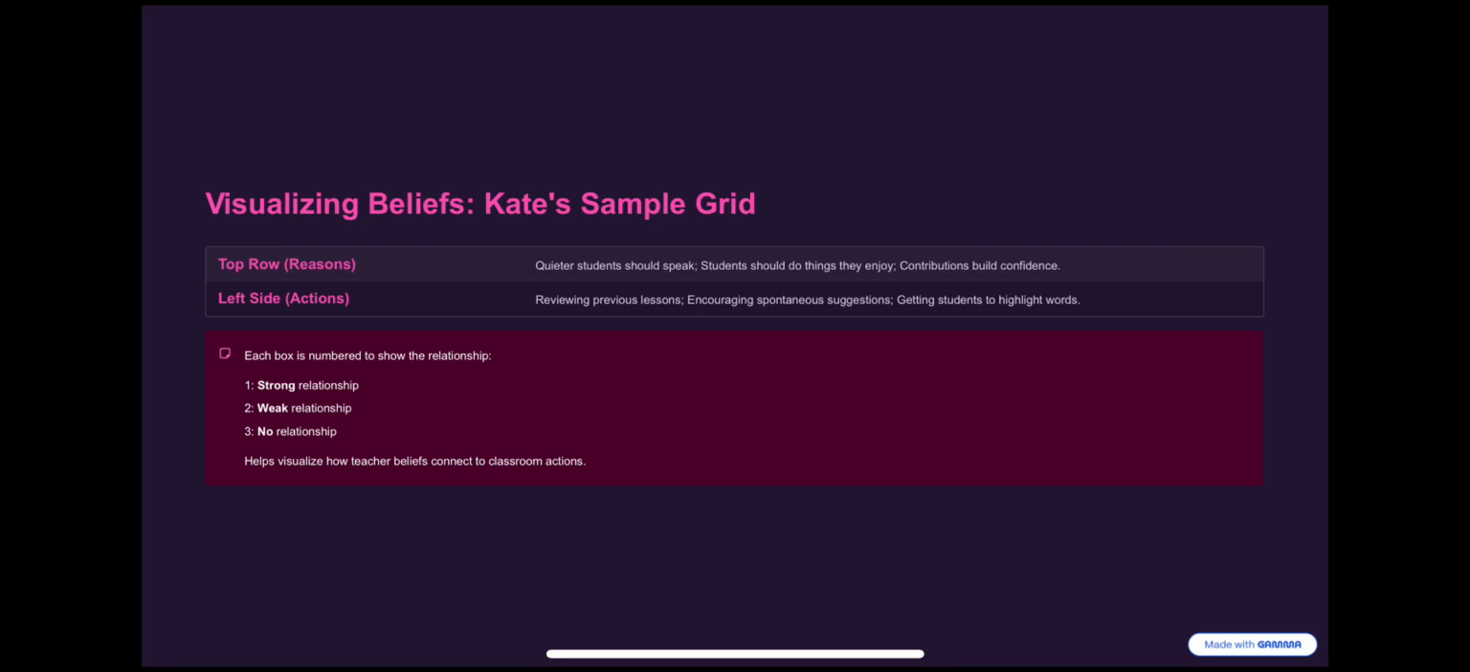1 means a strong relationship. 2 means a weak relationship. And then 3 means no relationship between an action and a reason. This kind of grid helps researchers clearly see how a teacher's beliefs connect to what they actually do in the classroom.